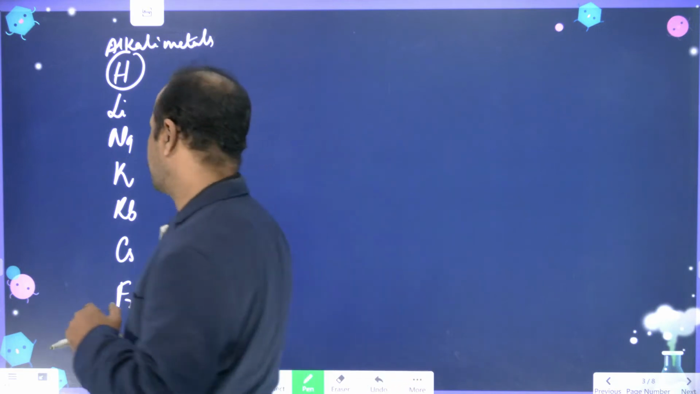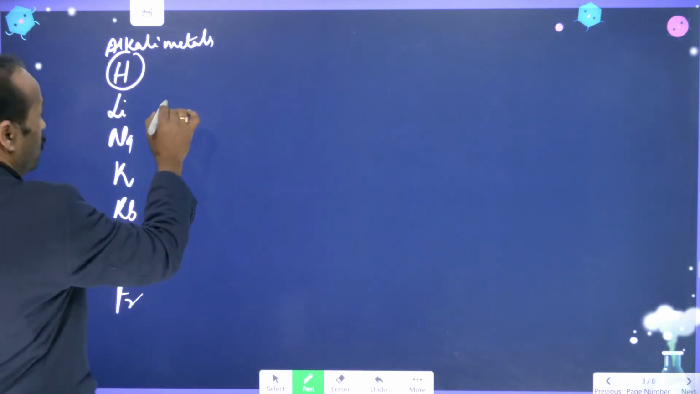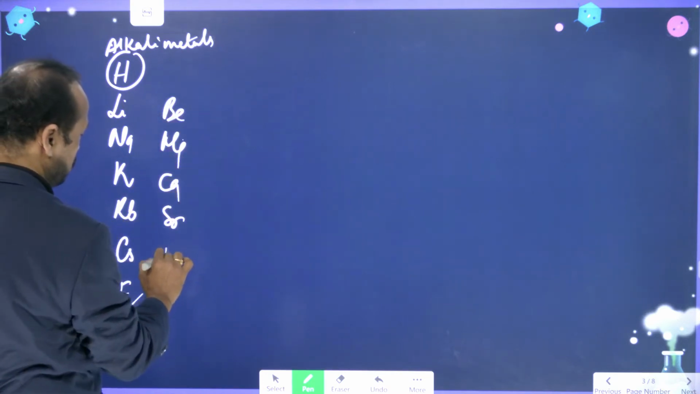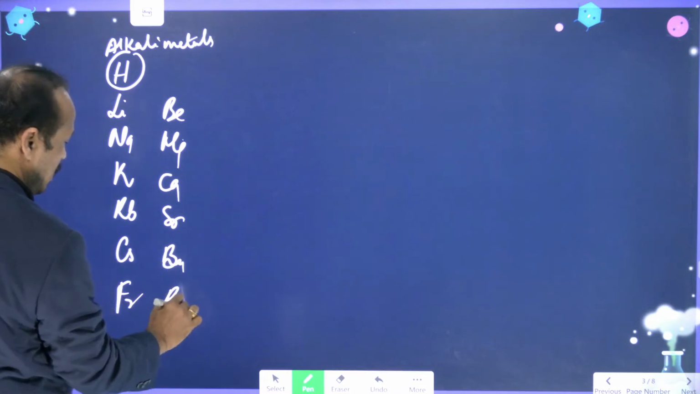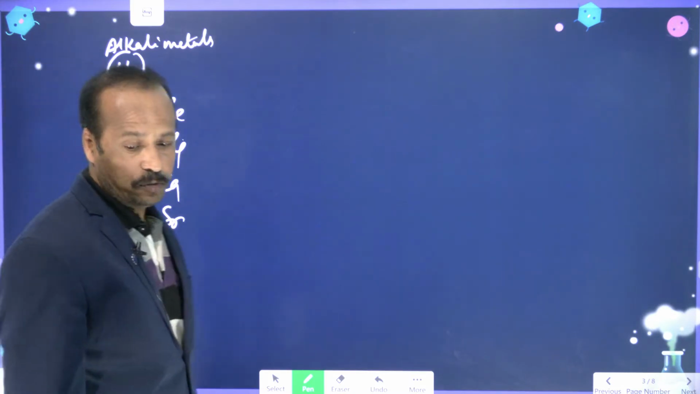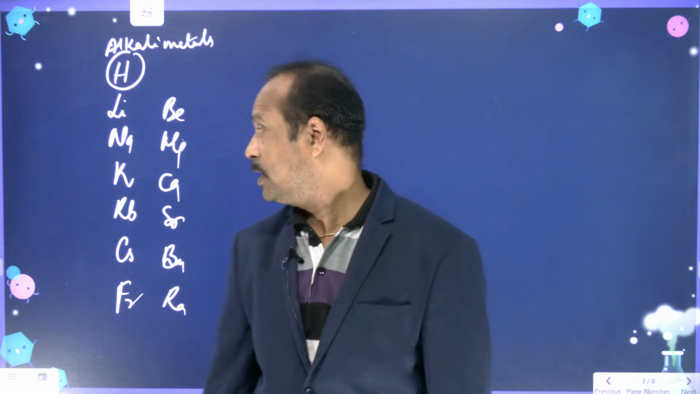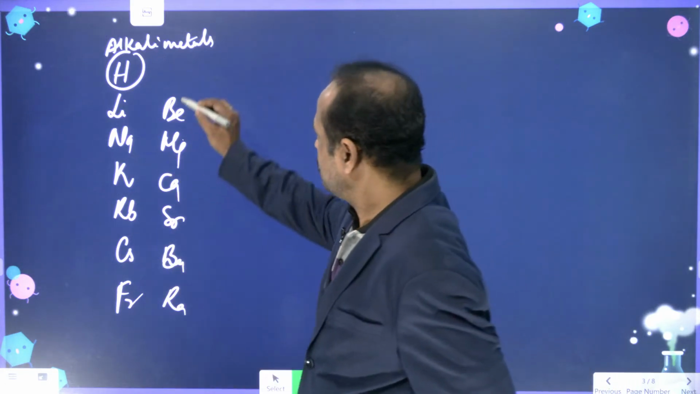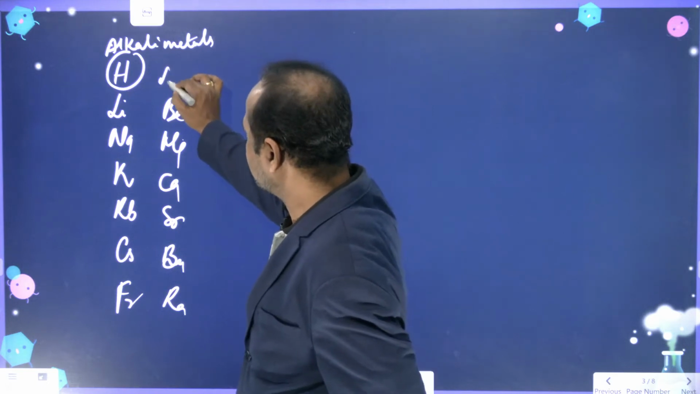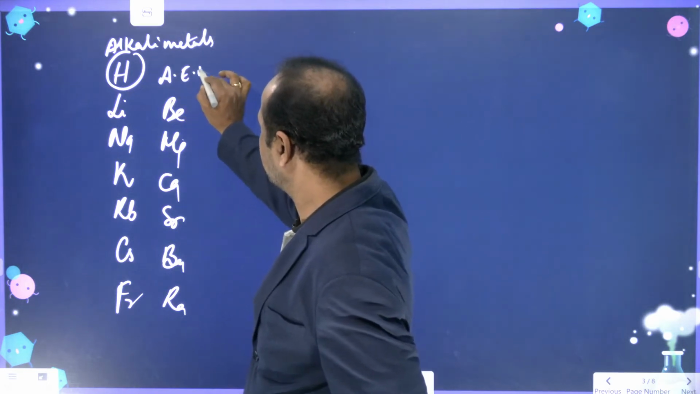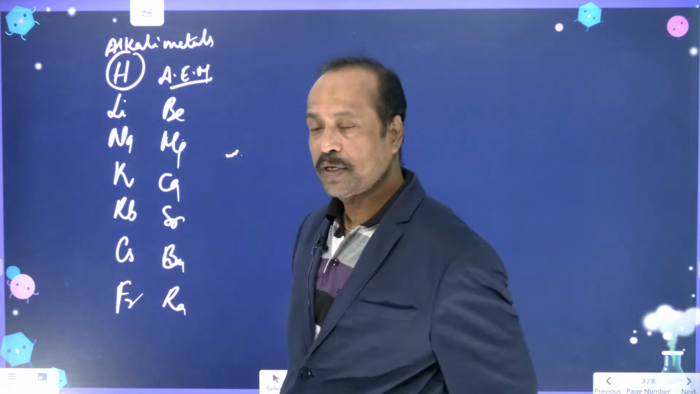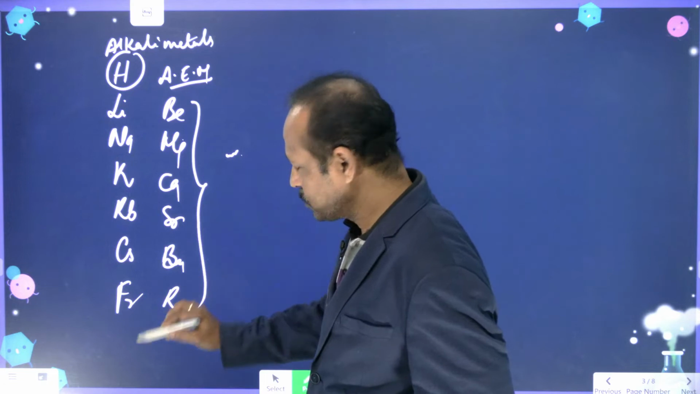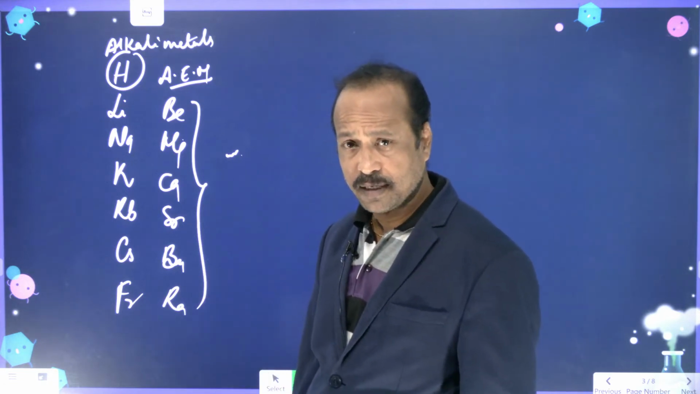And then if you go to the second group, we have beryllium, magnesium, calcium, strontium, barium, radium. Again 6 elements are there, and these elements are called alkaline earth metals. Most of the properties of all these elements are the same, right?